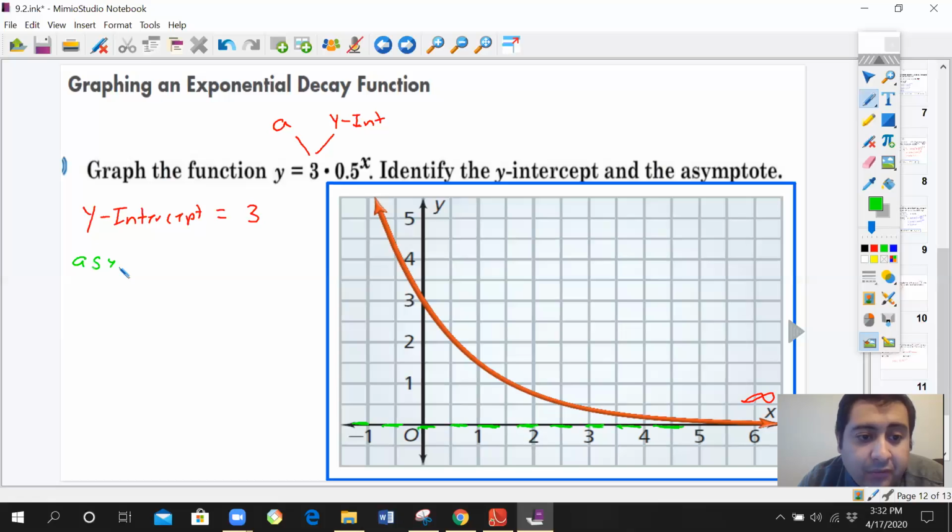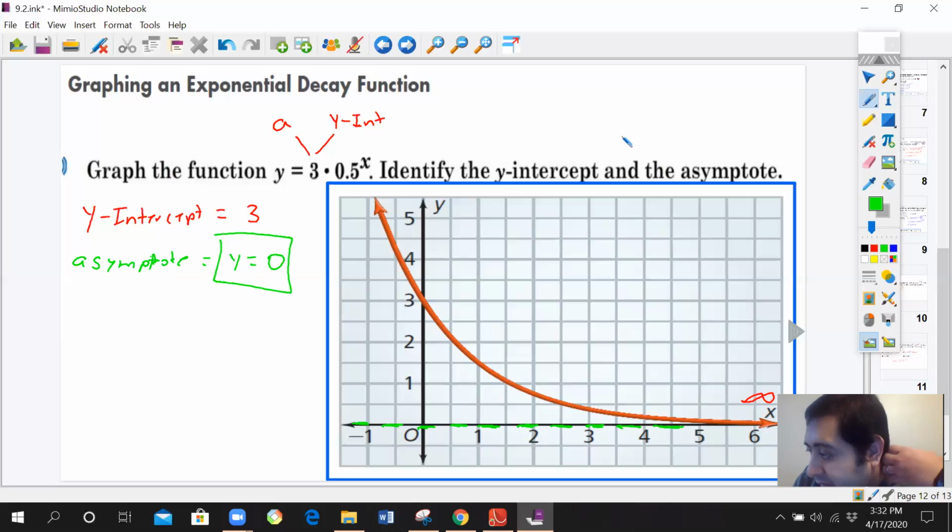Your asymptote, I keep on saying that word wrong. It's a very complicated word for me to say. So asymptote is going to be at y equals 0. Again, this information, we've been practicing this in the past lesson in 9.1. So just go back and refresh and watch the video, and do some practice problems.